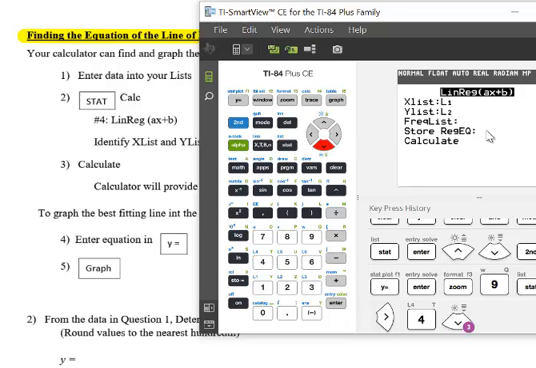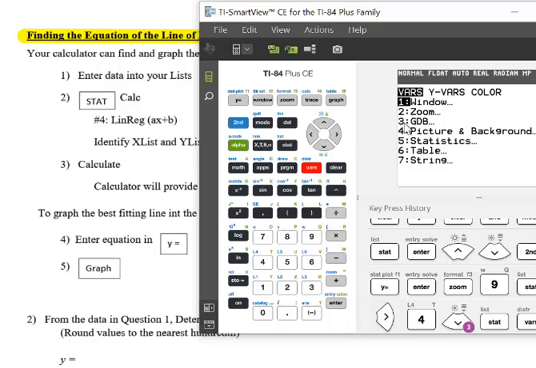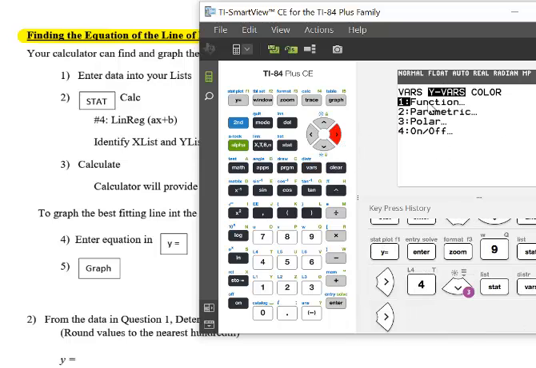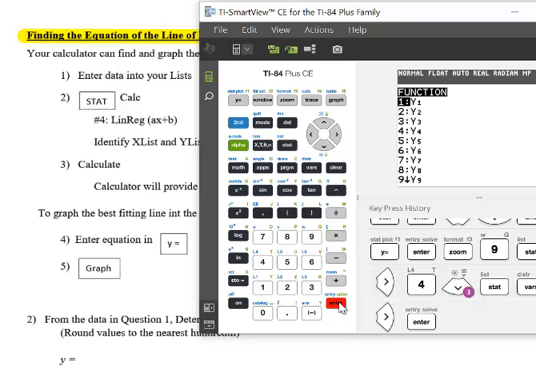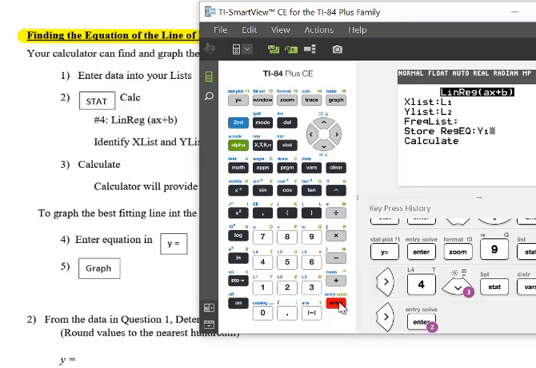You're going to store the regression equation into the Y1. So for that, you need to go down here to vars, yvars, so you go right. Number 1 is function. Number 1 is y1. That's good. Then you go to calculate.